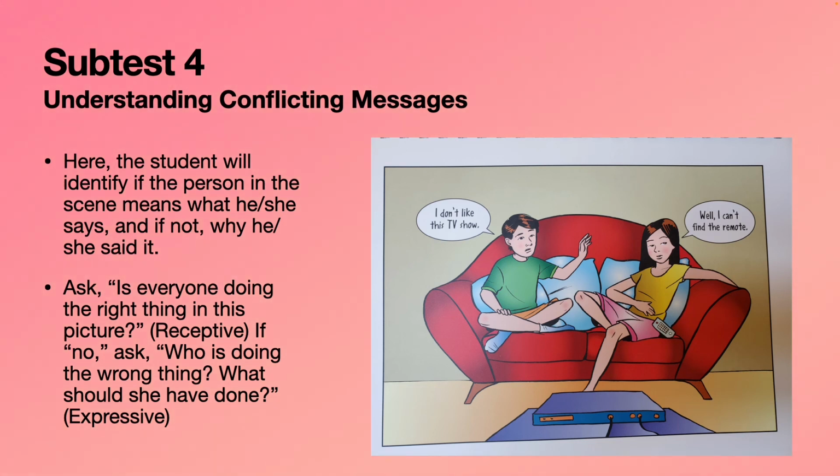In subtest 4, students will demonstrate their ability to understand conflicting messages. In this example, the examiner asks, is everyone doing the right thing in this picture? A receptive question. If the student says no, the examiner asks, who is doing the wrong thing? What should she have done? Expressive questions.